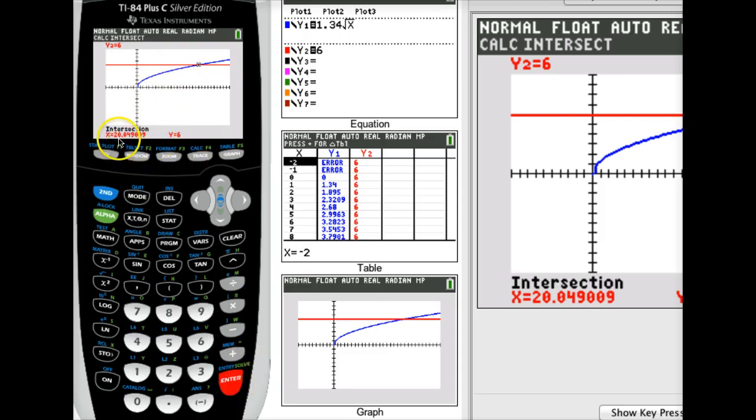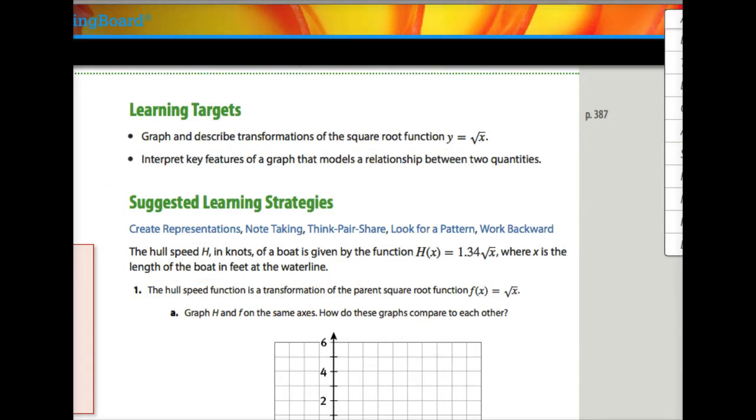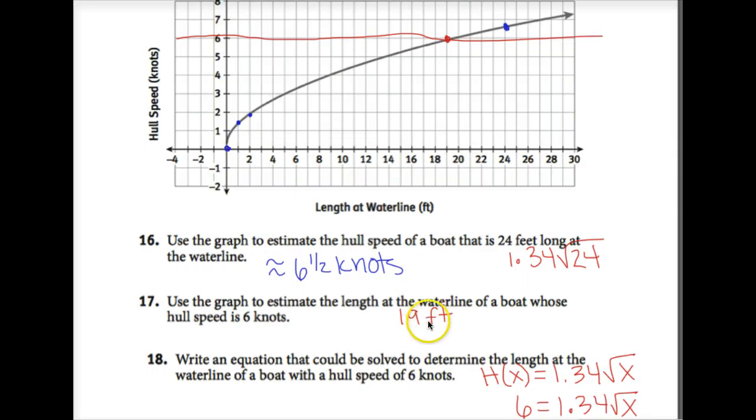And then notice the actual answer is 20.09. So we were off in our estimate by about 1 foot. So certainly we were not off by much. You can see the difference is very small here when we did our intersection point. So that's how we find those exact answers.